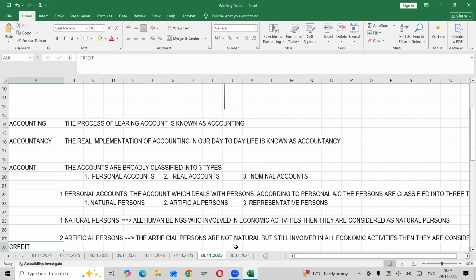Last week we took an example. If I pay college fees, what will I say? I paid college fees. But does the college directly take it? No, right? Some accountant or clerk will take it. Still, we don't say we paid a clerk fee or an accountant fee. We say we paid college fee. So we are recognizing college as a person. Then what kind of person? Is college a human being? No. College is considered an artificial person because it is not a human being, not a natural person, but college is involved in receipts and payments.